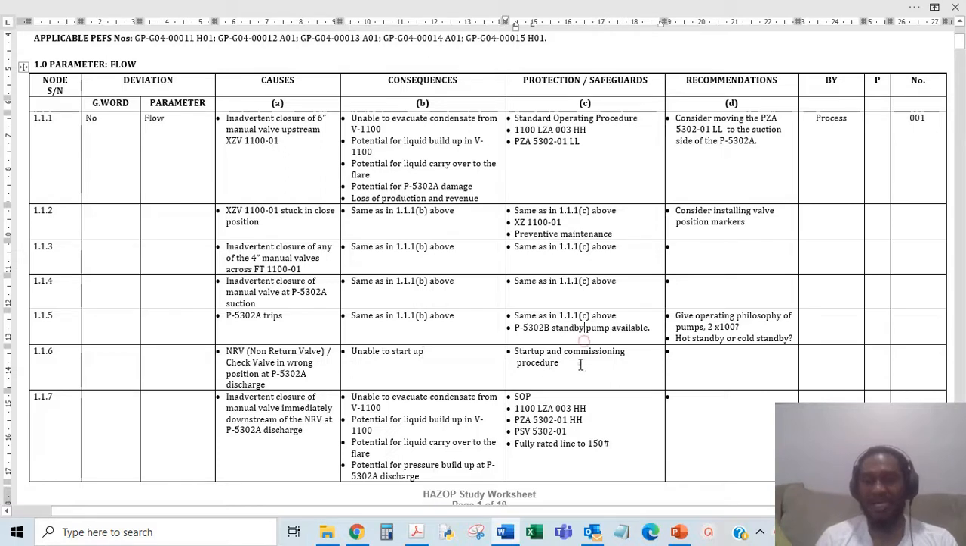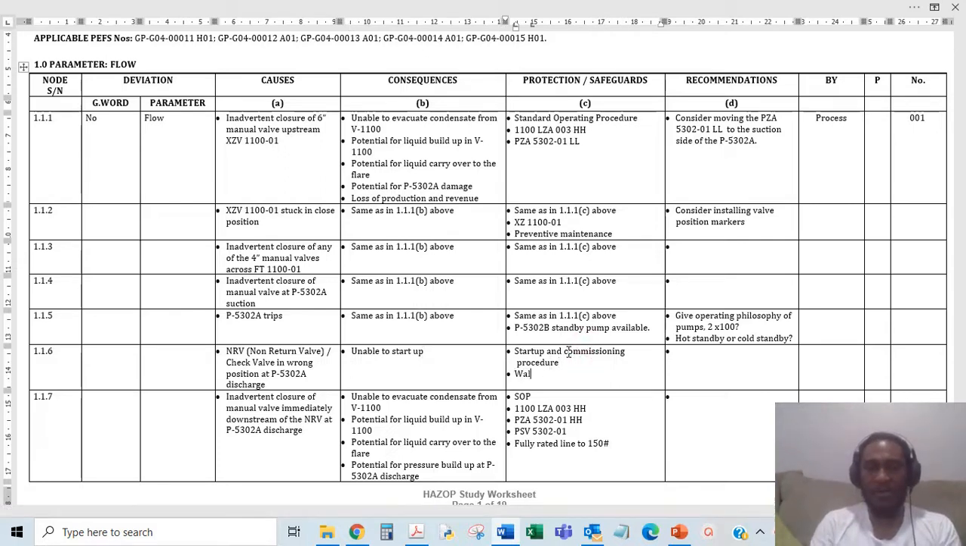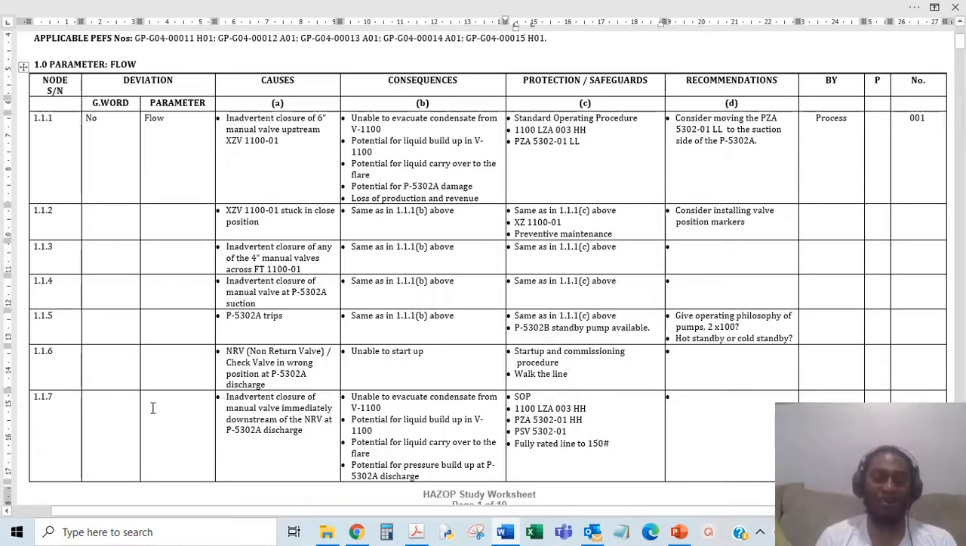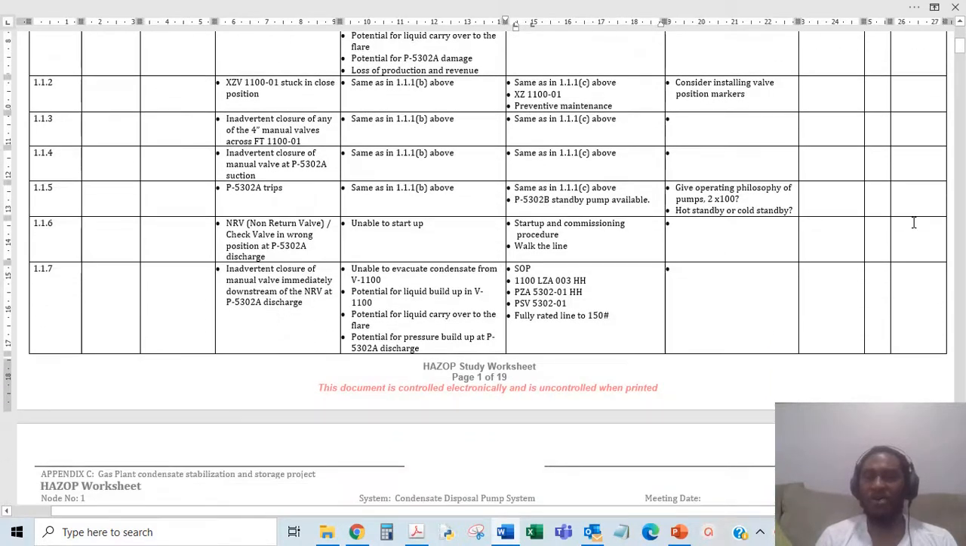You walk the line. You could also have that: walk the line, which means you run through the entire P&ID, following it on site, looking at each of the actual valves, knowing that everything is as it should be. So you follow it all the way through, because in the drawing you're not going to see it being installed wrong. It's only when you're on site that you would see that this has actually been done wrongly.